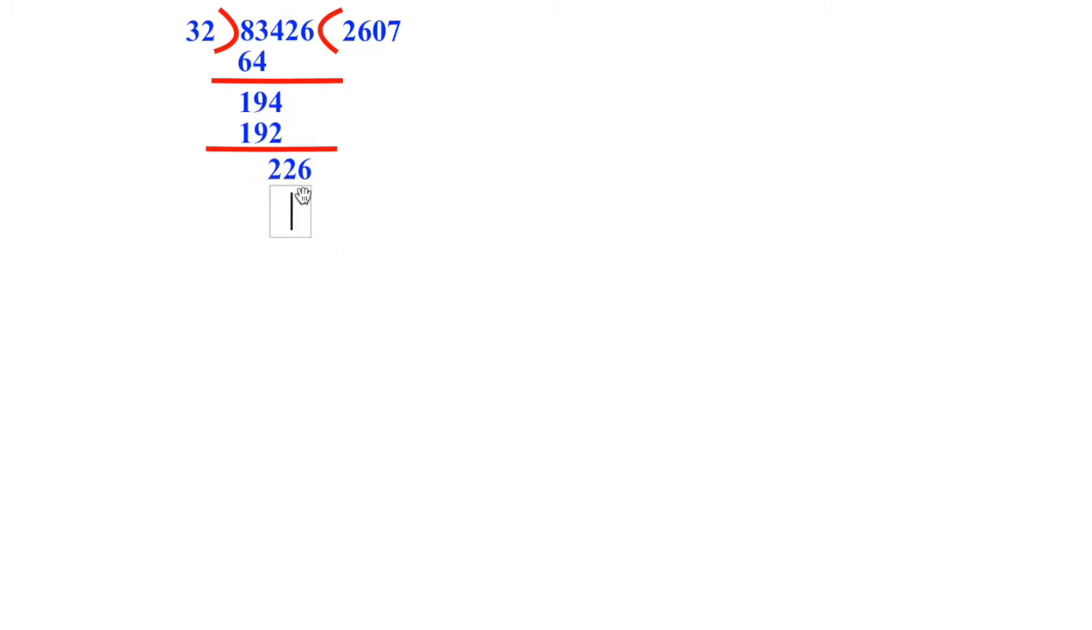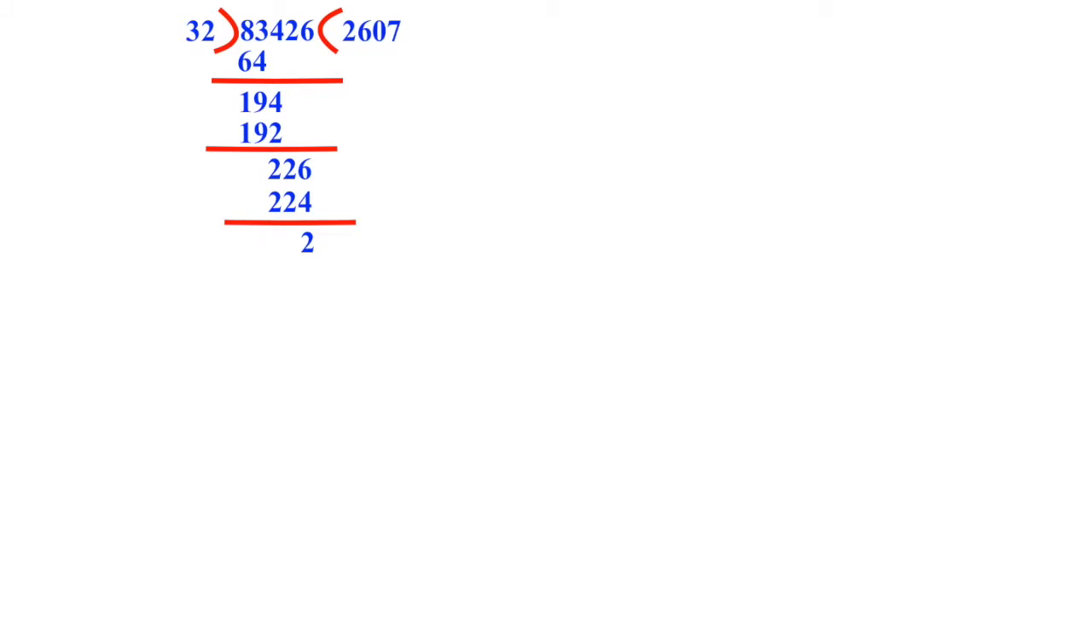7 2 is 14. 4 has to come first. 7 3 is 21, 22. 224. Again you require this line. And then how much it will be? The remainder will be 2. Okay, so quotient is 2607, remainder is 2.